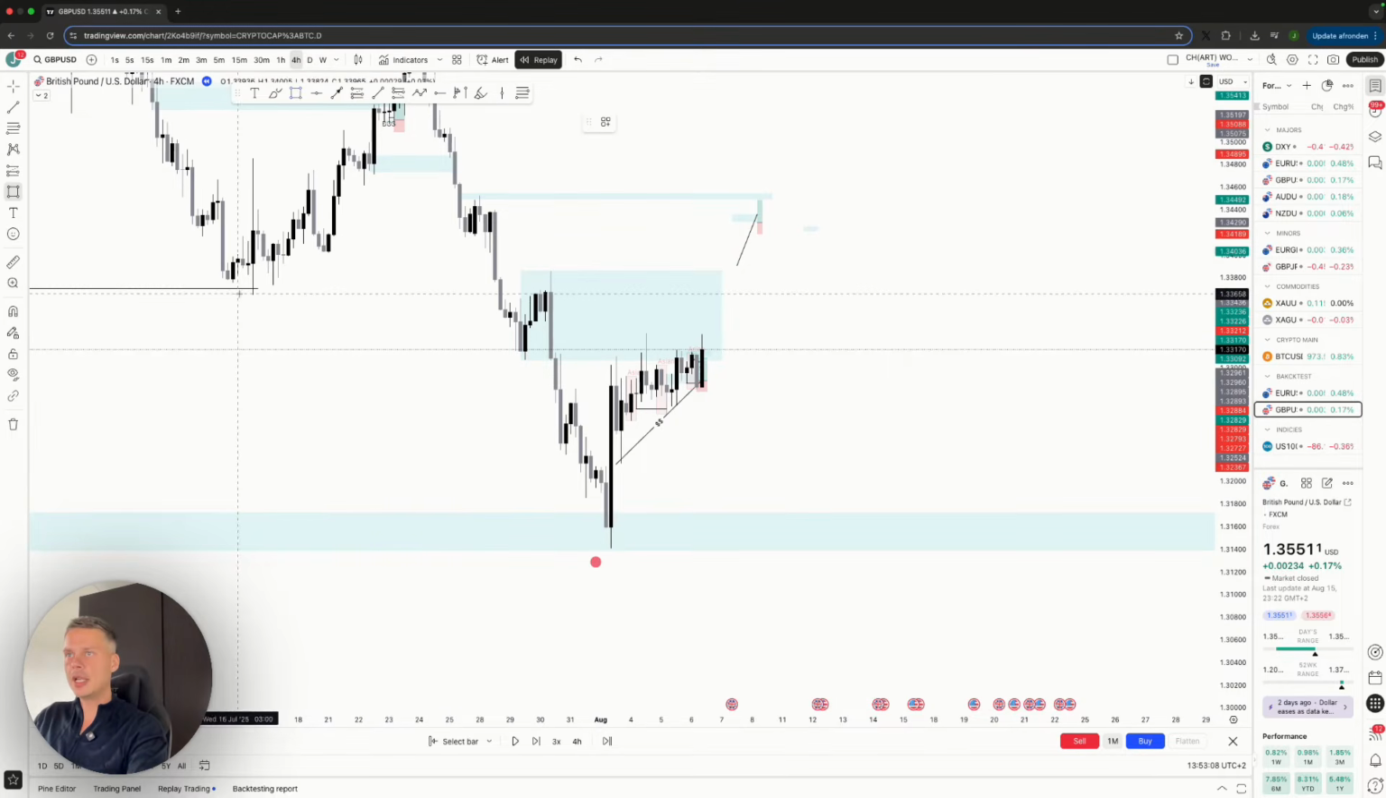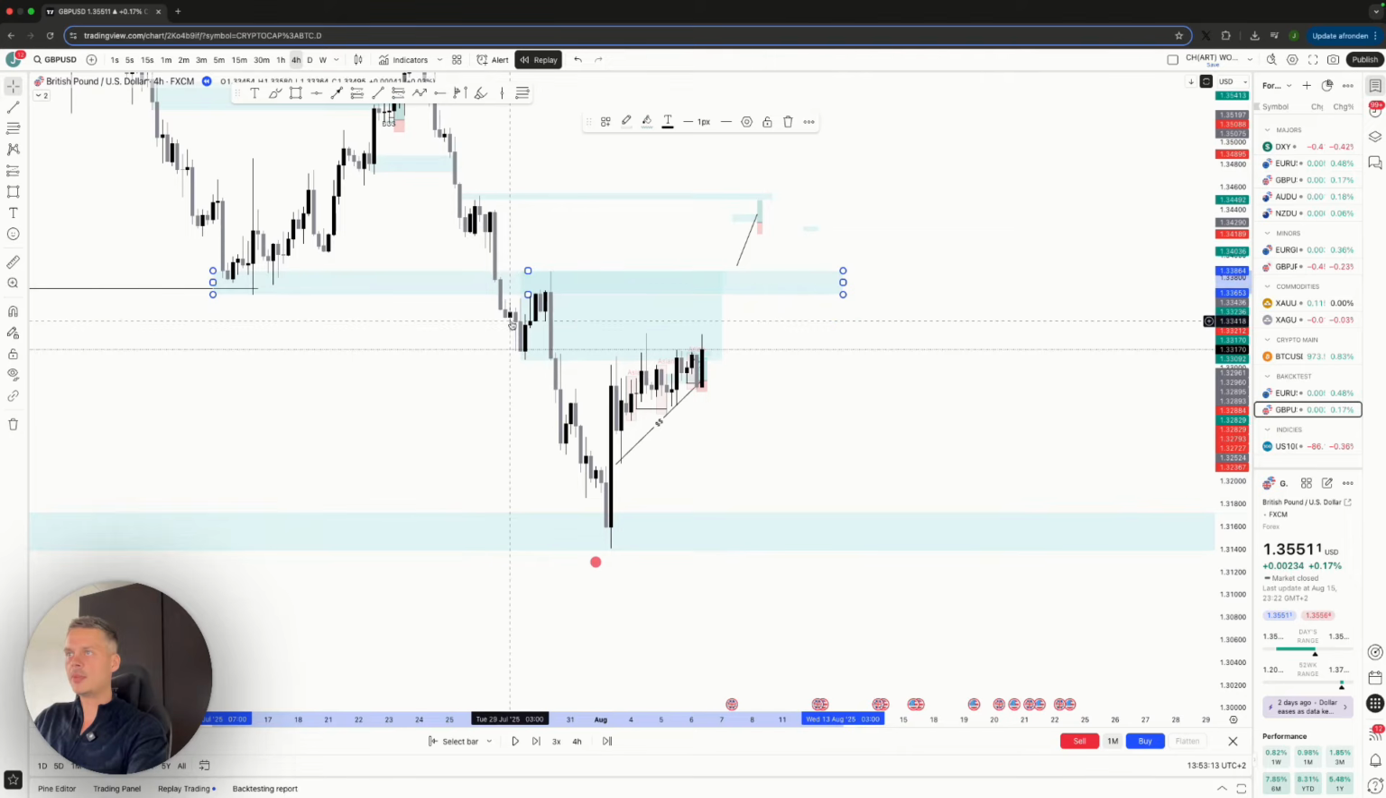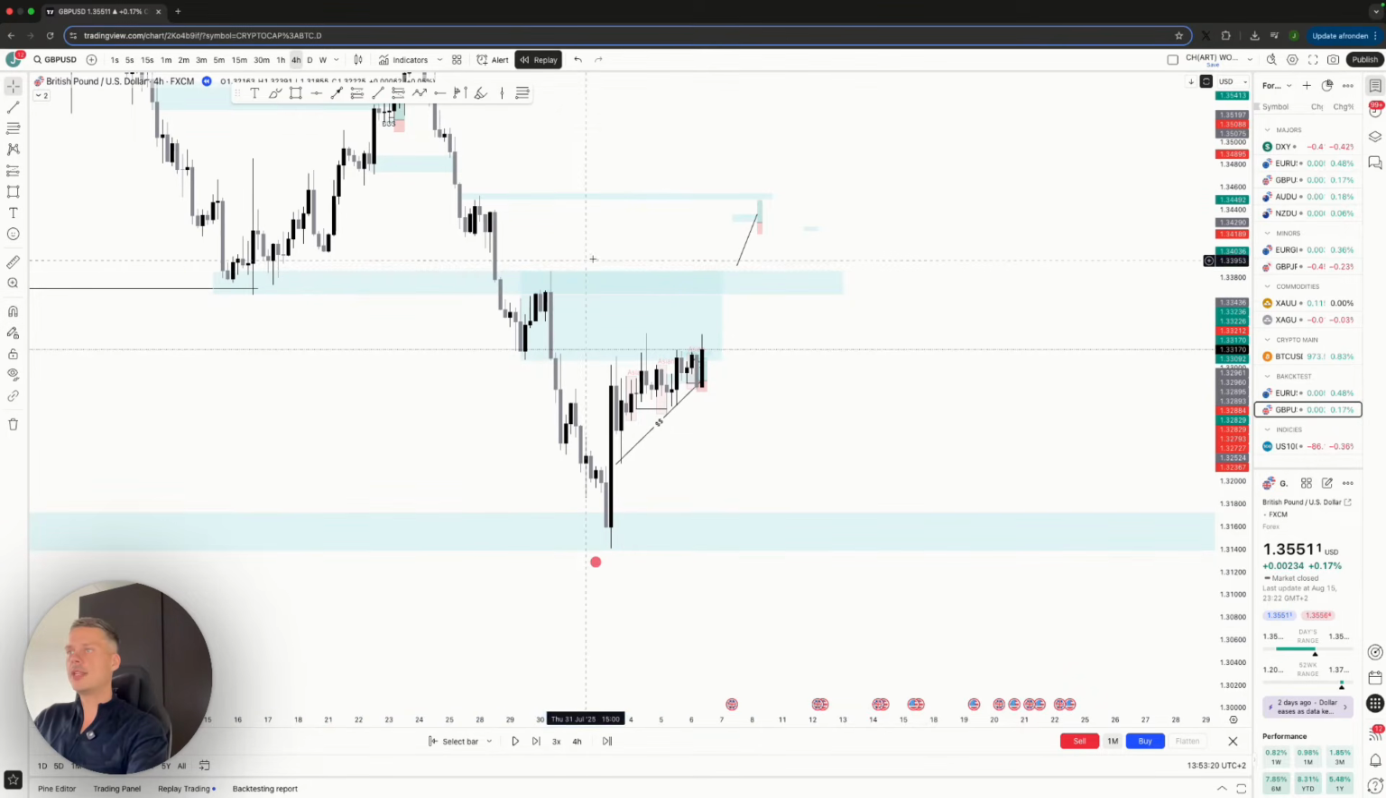Well, let's see. What I can see is that we have a support low over here. Price broke through that support, came back into that resistance now. It's a support resistance flip. So where is the liquidity? Well, it's pretty obvious, right?